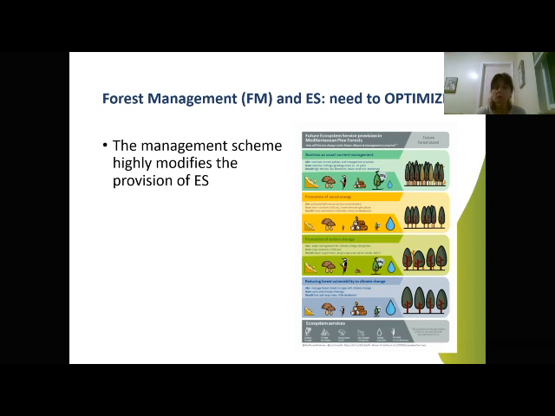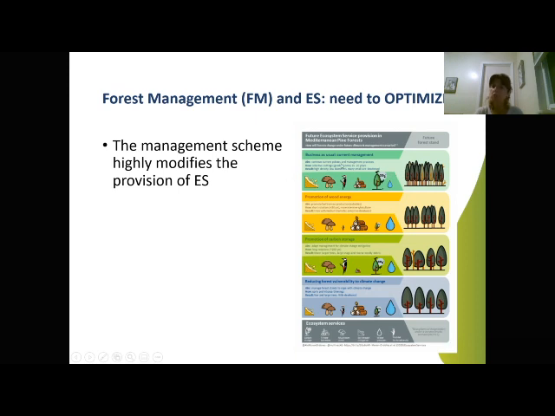So when you manage a forest, you can go just for one goal. I mean, you can manage a forest for wood energy, for carbon sequestration, for increasing the forest resilience, or for timber, or whatever. And when you do that, your management scheme will shape this ecosystem services provisioning. I like this picture. It's not ours, but it's very graphical.